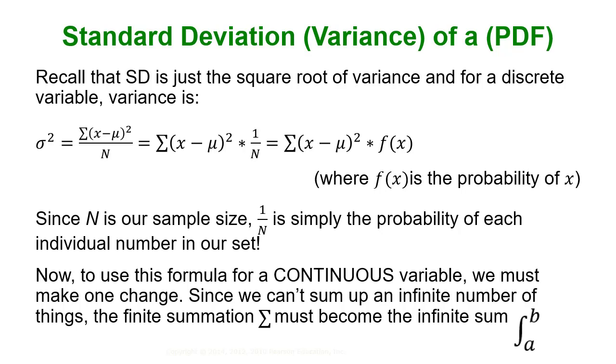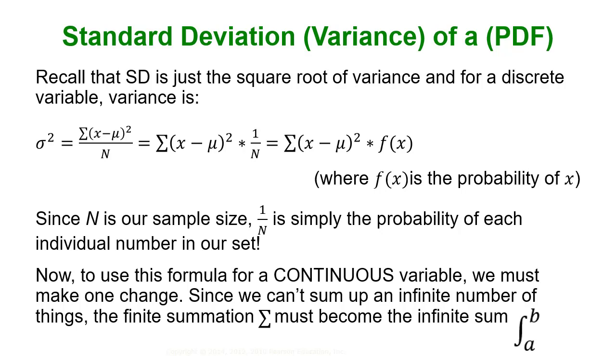And now we can really think about that as just multiplying by f of x, where f of x is a function that represents the probability of each of our x's. Because when we're talking about a finite set of numbers, a discrete counting of numbers, n is simply our sample size. So 1 over n is simply the probability of each individual number in our set, because it shows up once out of n. So 1 over n ends up being that probability.